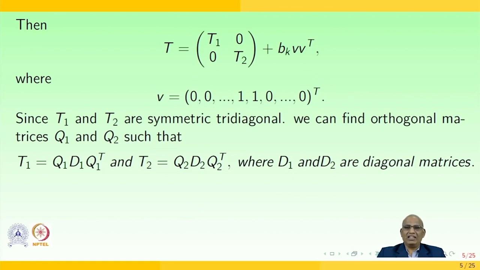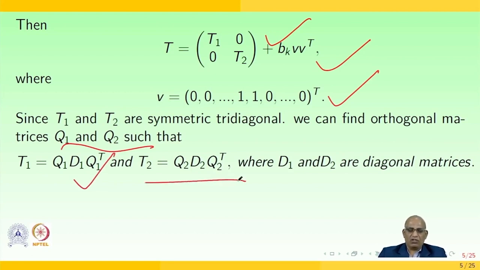Then we can write T is equal to [T1, 0; 0, T2] plus B_k times V times V transpose, where V is equal to [0, 0, 0, 1, 1, 0, 0] transpose. Since T1 and T2 are symmetric tridiagonal, we can find orthogonal matrices Q1, Q2 in such a way that T1 is equal to Q1 D1 Q1 transpose, and T2 is equal to Q2 D2 Q2 transpose, where D1, D2 are diagonal matrices.